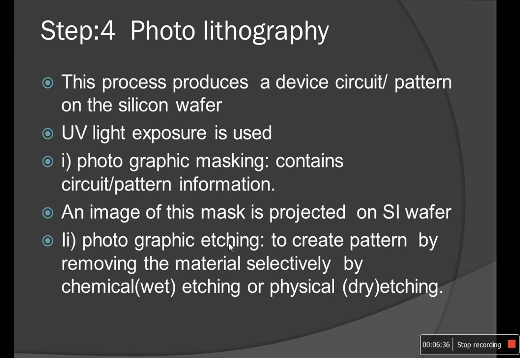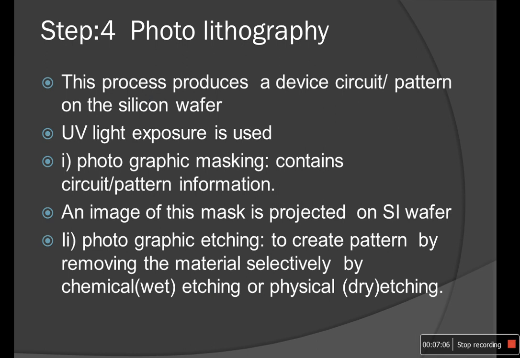Photographic etching creates the pattern by removing the material selectively. So it will create the pattern of the device by removing the material selectively, by chemical etching or physical etching. The chemical etching is wet etching, and the physical etching is dry etching. So photolithography is the process that produces the device circuit or pattern on the silicon wafer.